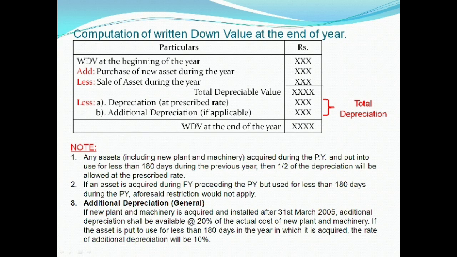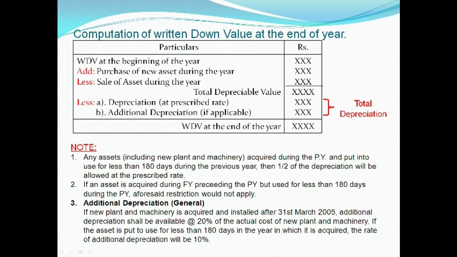Which means if a particular asset is purchased in the year 2017-18 and it is used in the year 2018-19 for less than 180 days, then that particular restriction, that is half of the depreciation, will not apply. And the next note we need to remember for additional depreciation: if a new plant and machinery is acquired and installed after 31st March 2005, additional depreciation shall be available at 20% of the actual cost of new plant and machinery. If the asset is put to use for less than 180 days in the year in which it is acquired, the rate of additional depreciation will be 10%.